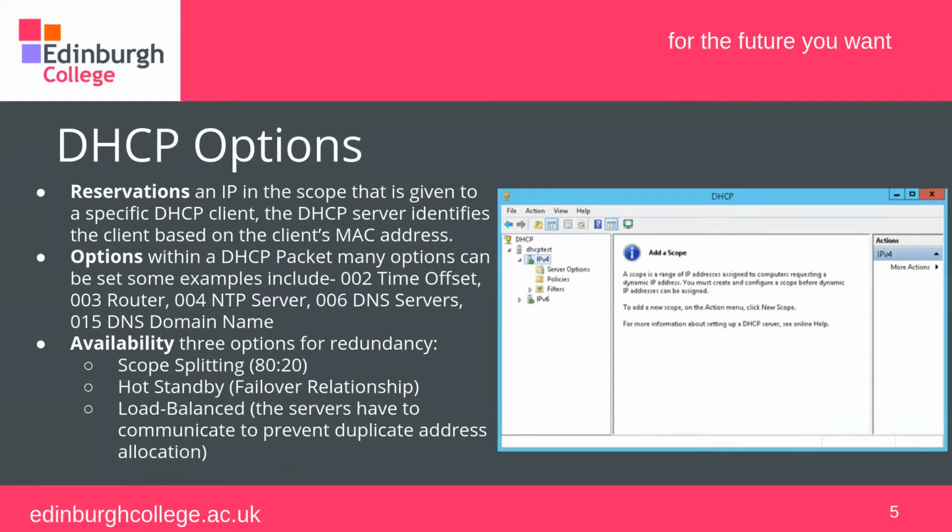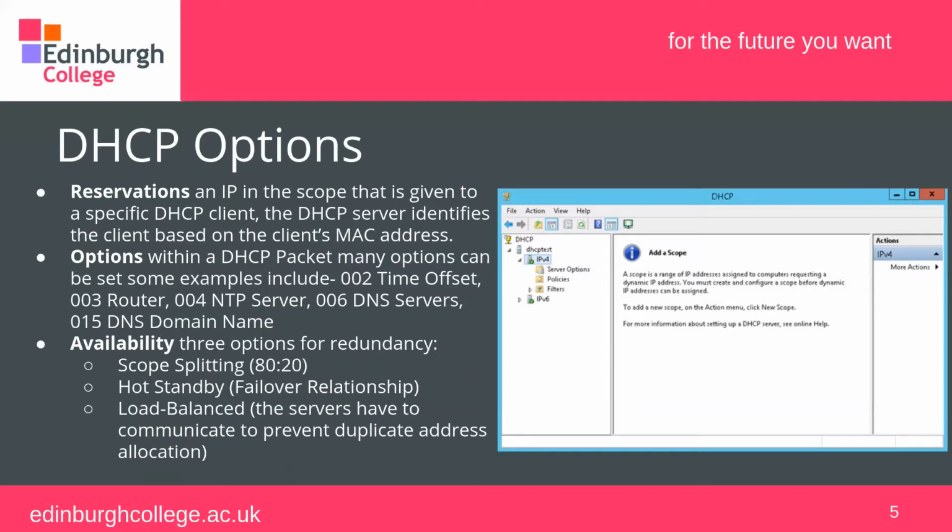There's also options in a DHCP packet. So you can send things like details about the DNS servers, details about time servers, and stuff to do with the Windows deployment services that we're going to look at in topic 4 can be configured through DHCP.